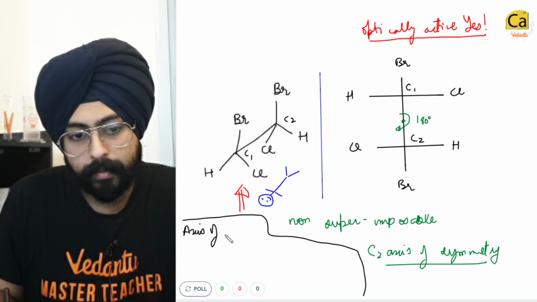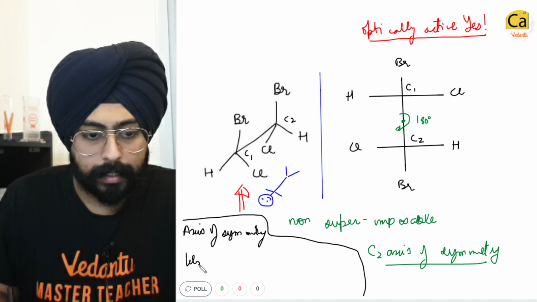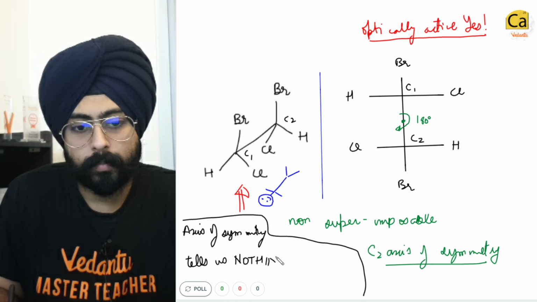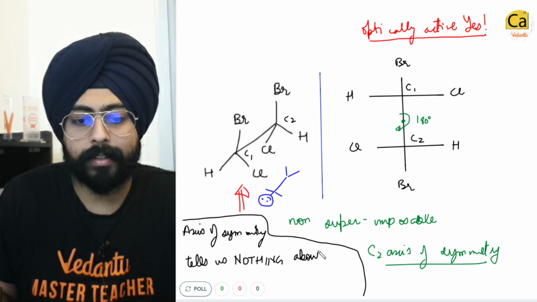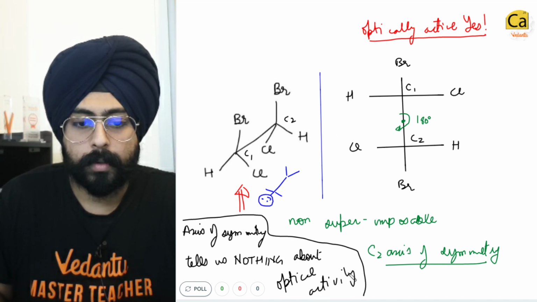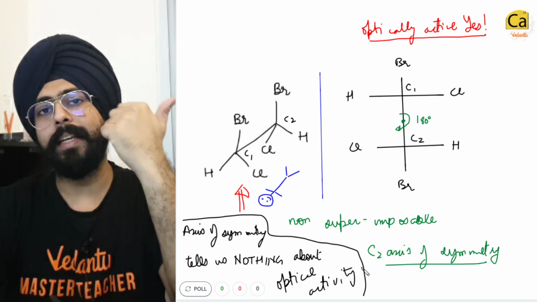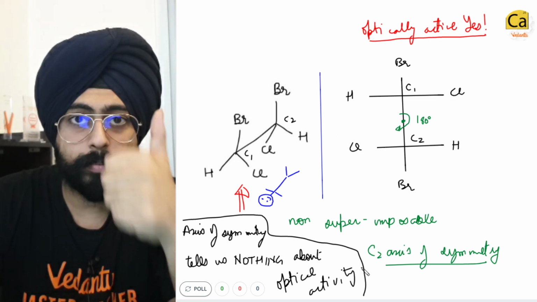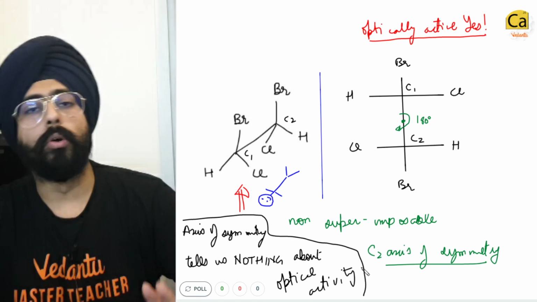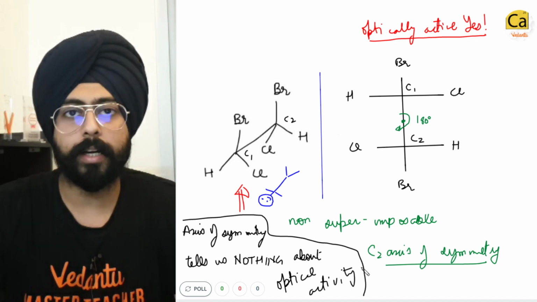Axis of symmetry tells us nothing about optical activity. Okay, axis of symmetry tells us nothing about optically active compounds. Plane of symmetry and center of symmetry are important. If you have a plane of symmetry, if you have a center of symmetry, compound will be optically inactive. Axis of symmetry jitni marzi dhoond lo. Okay, axis of symmetry tells us nothing about optical activity. Please take care of this idea.